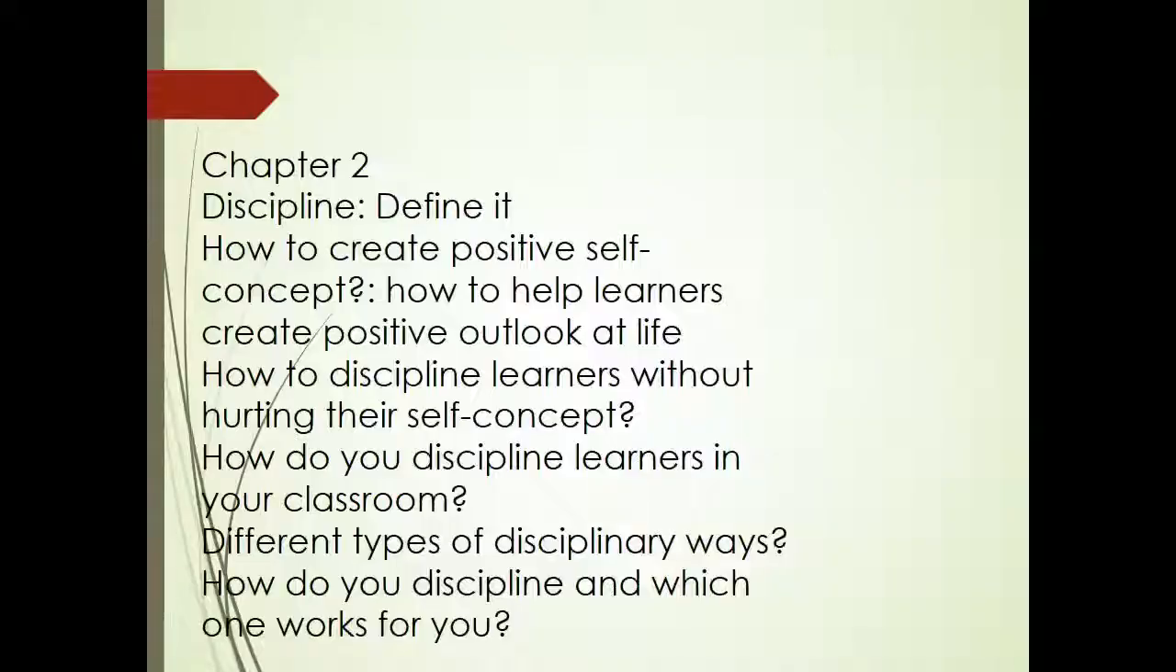Then we go to chapter 2, which is mostly talking about discipline. You have to define what discipline is all about, and how to create positive self-concept among learners in your class. Because these learners are coming with low self-esteem. Sometimes they are coming from a background which is very violent and so on. So how do you create a positive outlook toward life in these learners? How do you tell them that you are worthy, you can still achieve, your dreams are still valid. Despite what you are going through, you can achieve something.